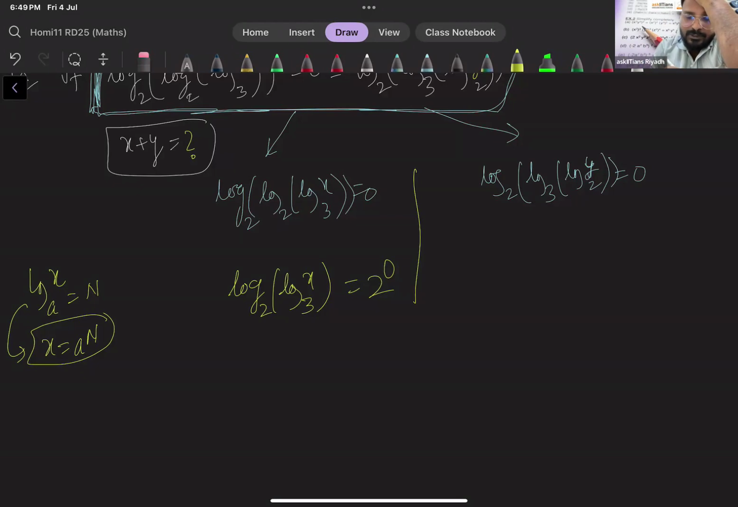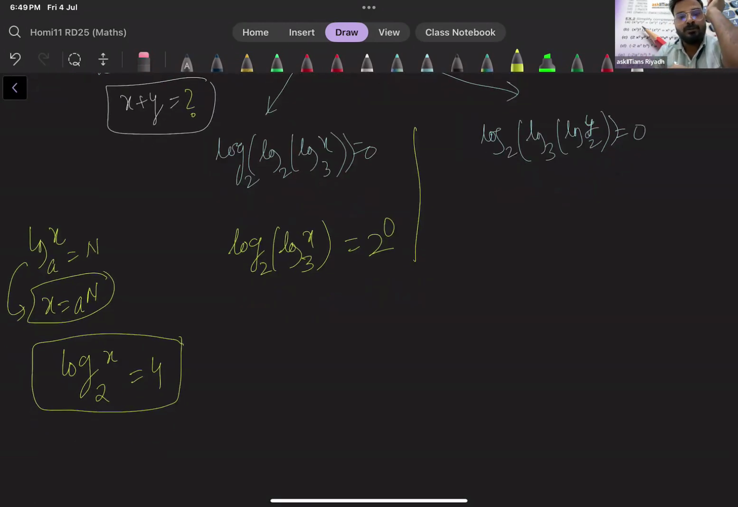Okay, a little bit. Now again, I'm telling you. Let's suppose if I give you a question like this: log x to the base 2 equals 4. Can you solve it and find out the value of x, guys? Tell me, for this question, what is the value of x?